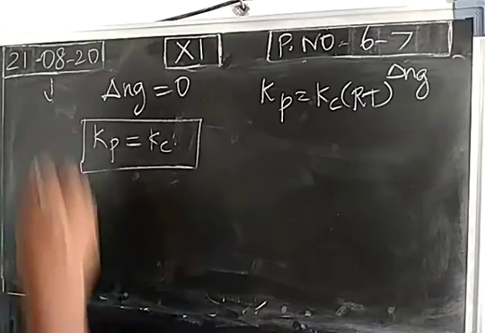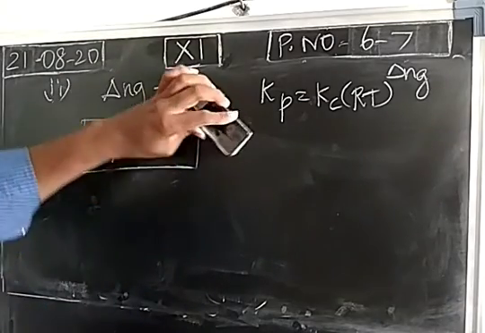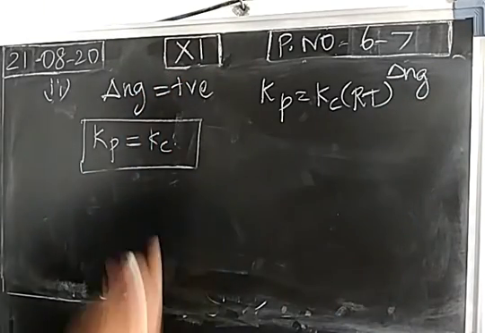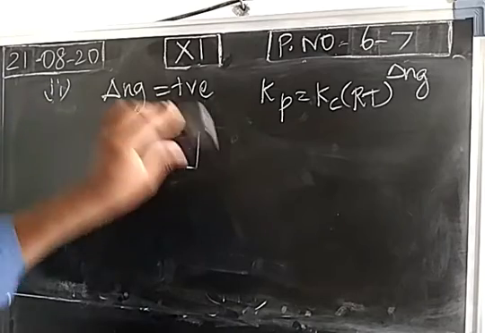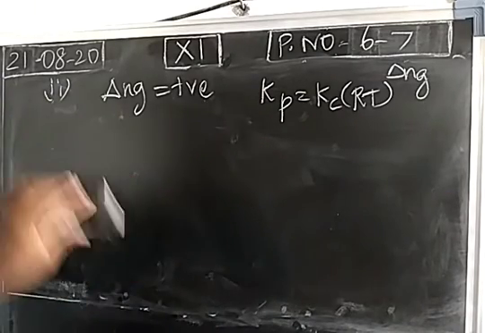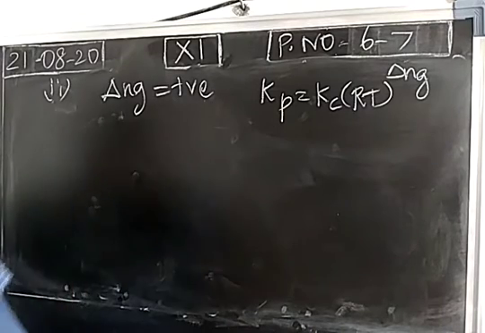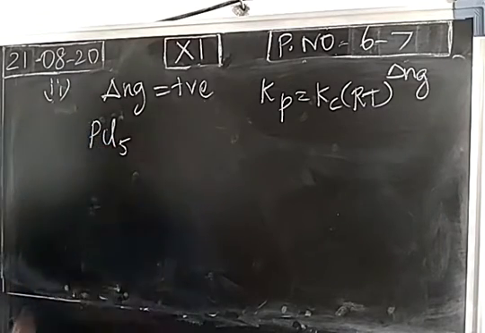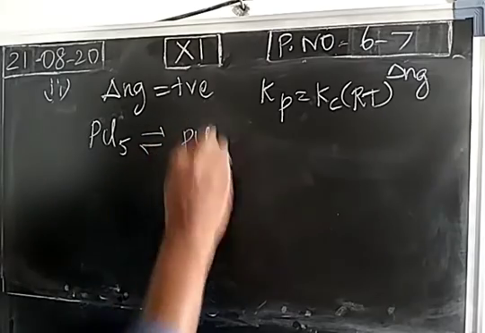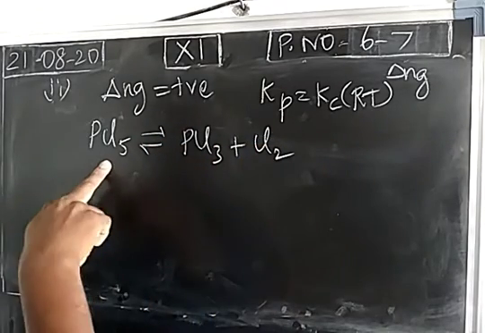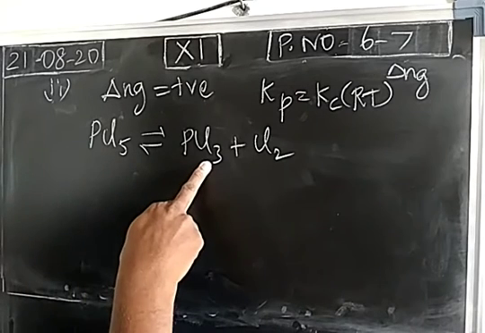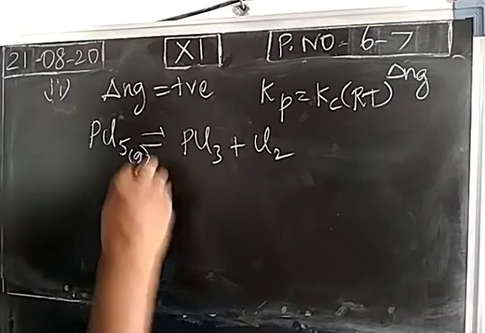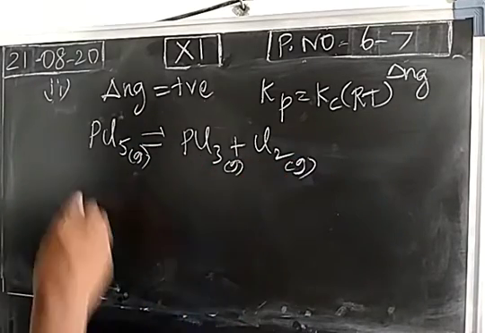Then case number 2. If delta Ng value is positive, what is the relationship between Kp and Kc? For which we may consider an example. This is the dissociation of phosphorus pentachloride to provide phosphorus trichloride as well as chlorine gas. Right? Calculate the delta Ng value.